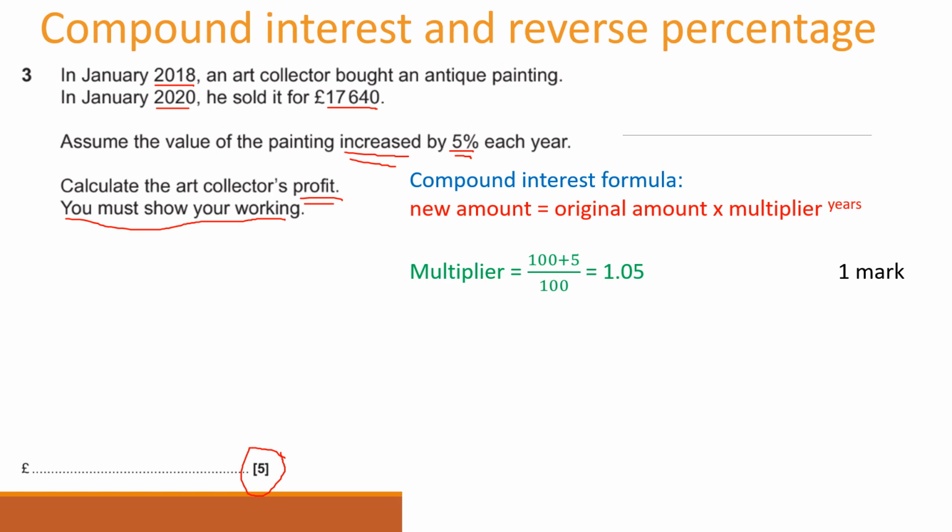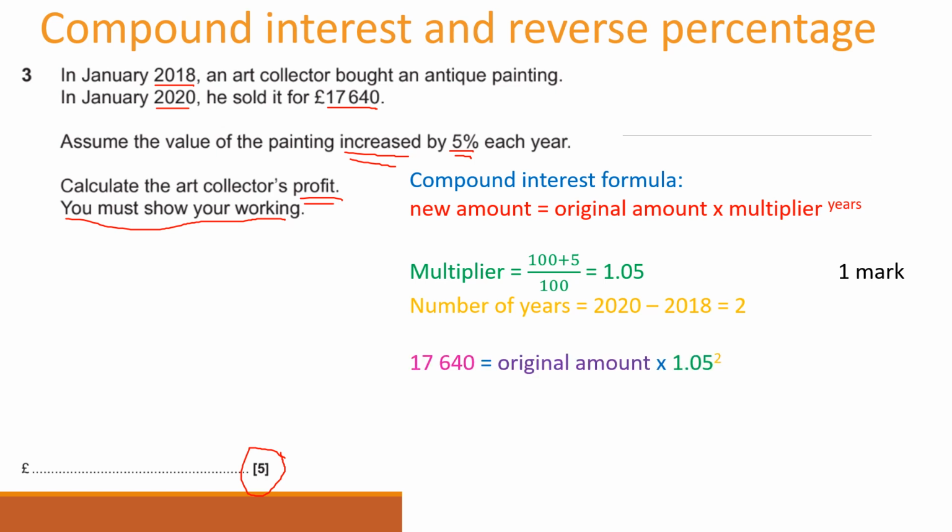I've then got to work out the number of years. So it's between 2020 and 2018. So if I subtract those two numbers, that gives me 2. I can then put these values into the formula. So the new amount is this 17,640. It's going to be the original amount times my multiplier, which we've just worked out to be 1.05, to the power of 2 because it is 2 years.